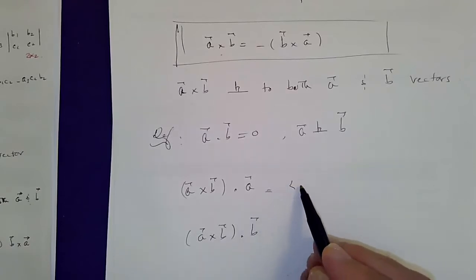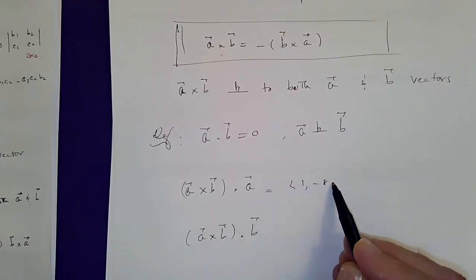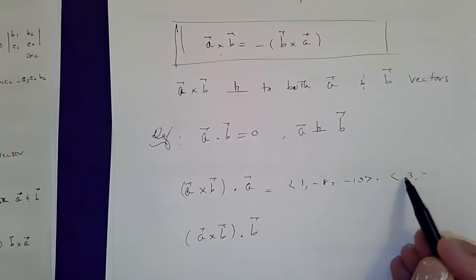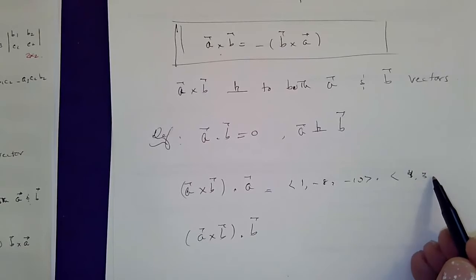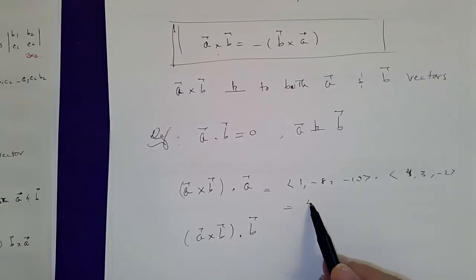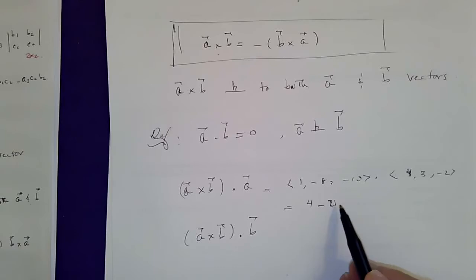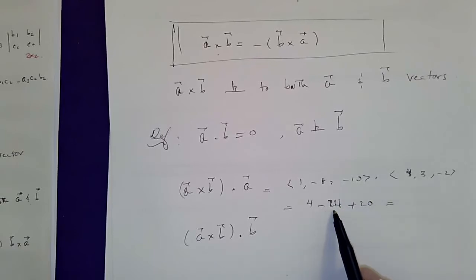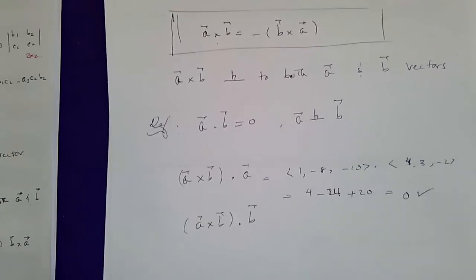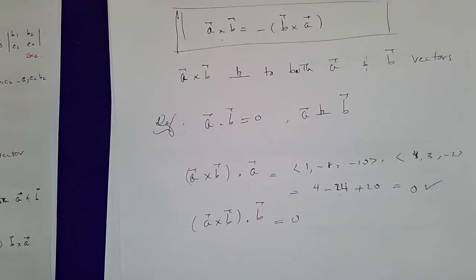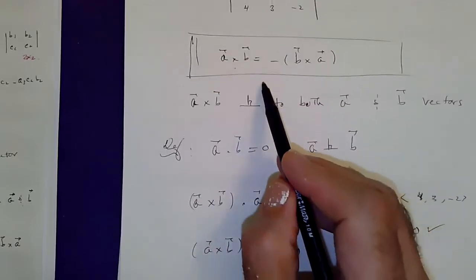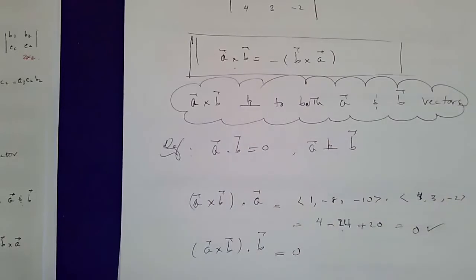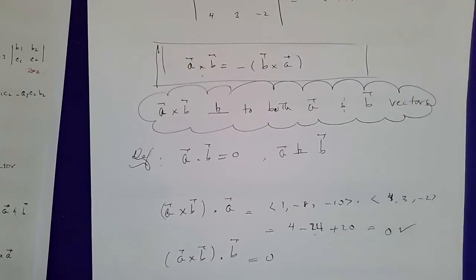Okay, in this case, from part A, I had 1, -8, -10. What was A? A was 4, 3, -2. Let me take the dot product. 4 minus 24 plus 20. So that would be -20 and plus 20 is 0. And this one also gives 0. So that confirms the fact that the cross product of two vectors happens to be a vector which is perpendicular to both original vectors.